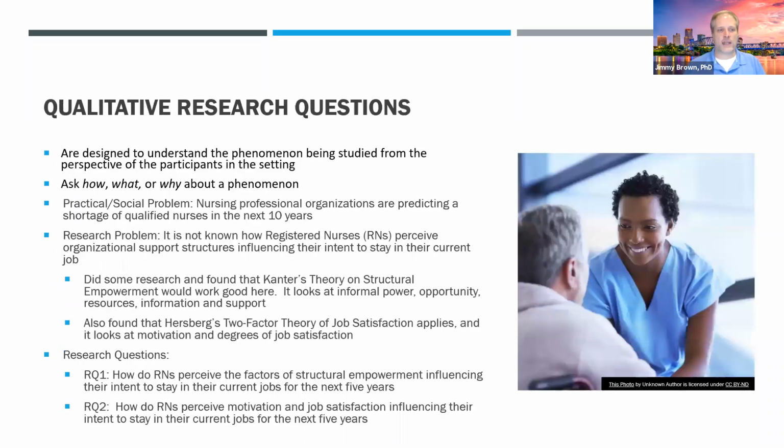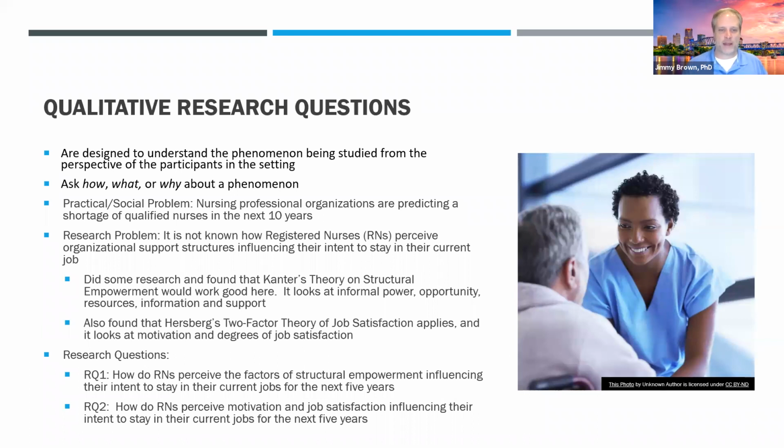So what's an example of some qualitative questions? These are designed to understand the phenomena being studied from the perspective of participants in that setting. They ask how, what, why. Why do people think this? What happened? What were the pieces that went into it? For example, our practical problem up front was that nursing professionals and organizations are saying there's going to be a shortage of qualified nurses in the next 10 years. Our research problem is that it is not known how registered nurses perceive organizational support structures influencing their intent to stay in their current job.